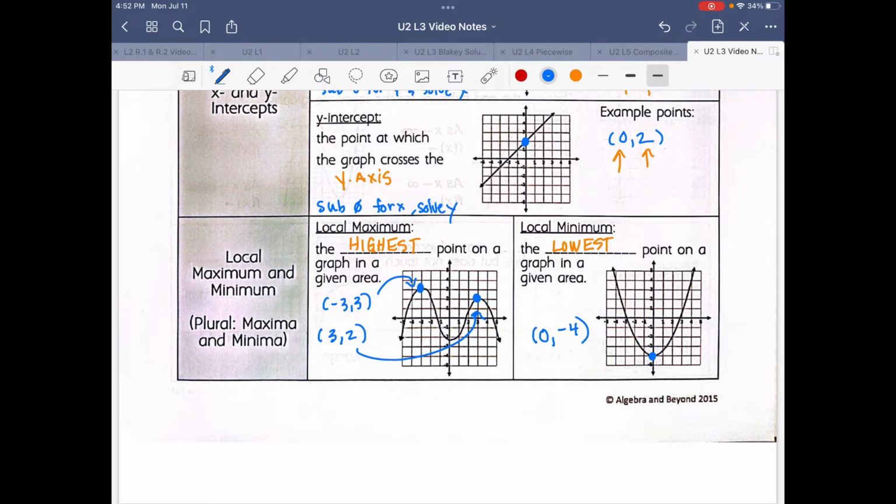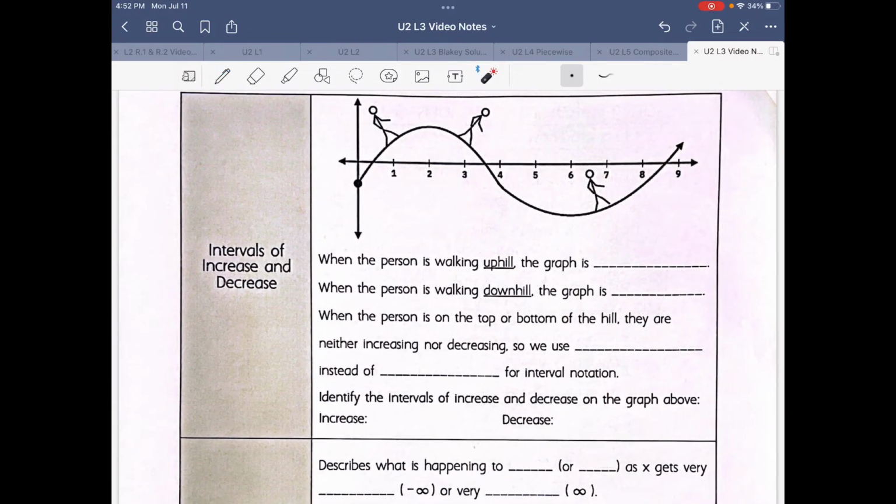All right, the next attribute we're going to talk about is intervals of increase and decrease. When a person is walking uphill, the graph is increasing. When the person is walking downhill, the graph is decreasing. Okay? When the person is on the top or the bottom of the hill, so if I had a person standing right here or right here, they are neither increasing nor decreasing.